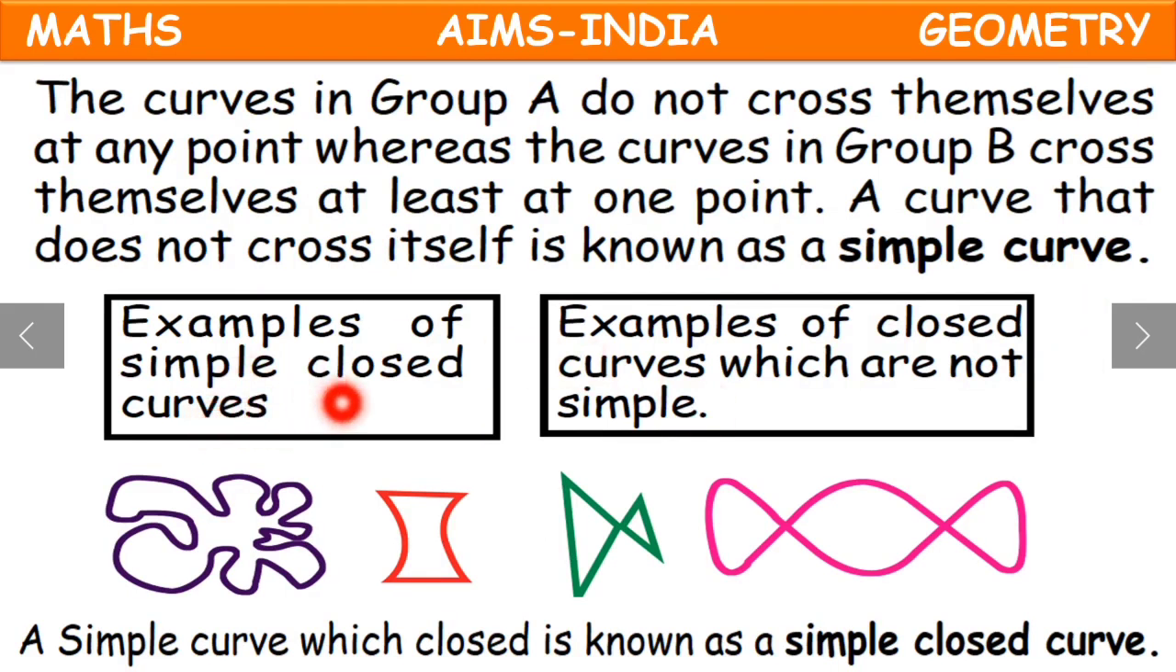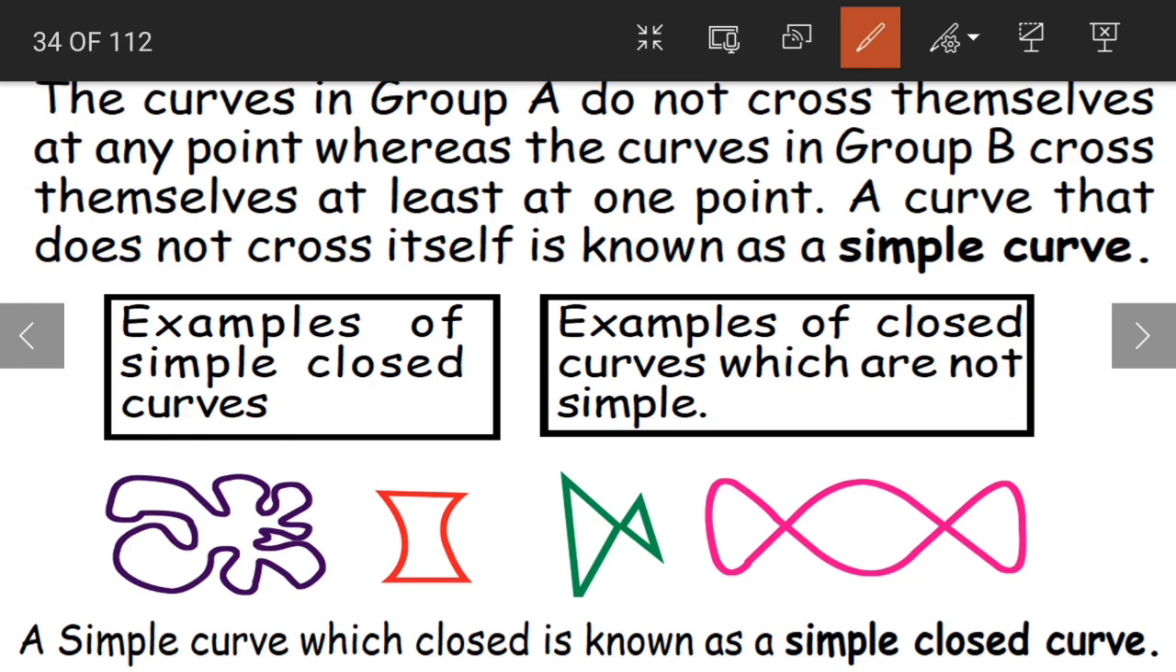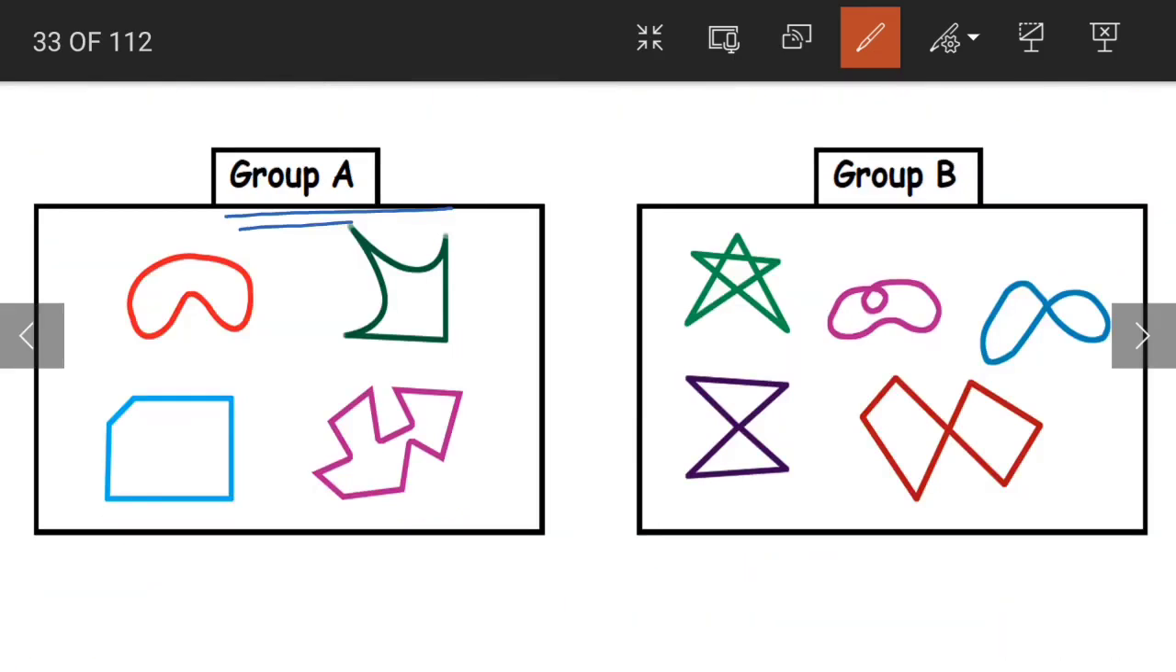Now, examples of simple closed figures. A simple curve is here, look at the last line. A simple curve which is closed is known as a simple closed curve. The figures in group A become simple closed curves. They are simple to draw. We are just drawing this line and closing here. There is no crossing of paths.